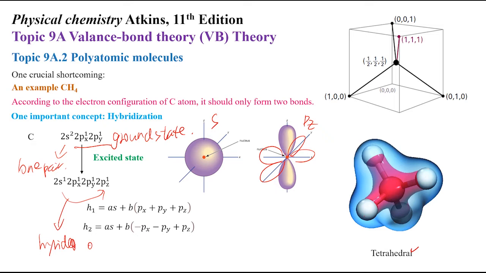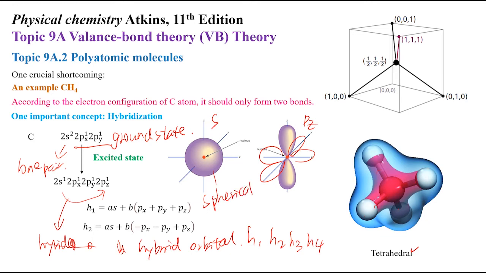Hybrid orbitals here: H1, H2, H3, and H4. You can see that: 1, 2, 3, 4, right? Very clear. Because the s orbital has spherical symmetry, these four new hybrid orbitals have the same length, and they only change the orientations. The length is the same.